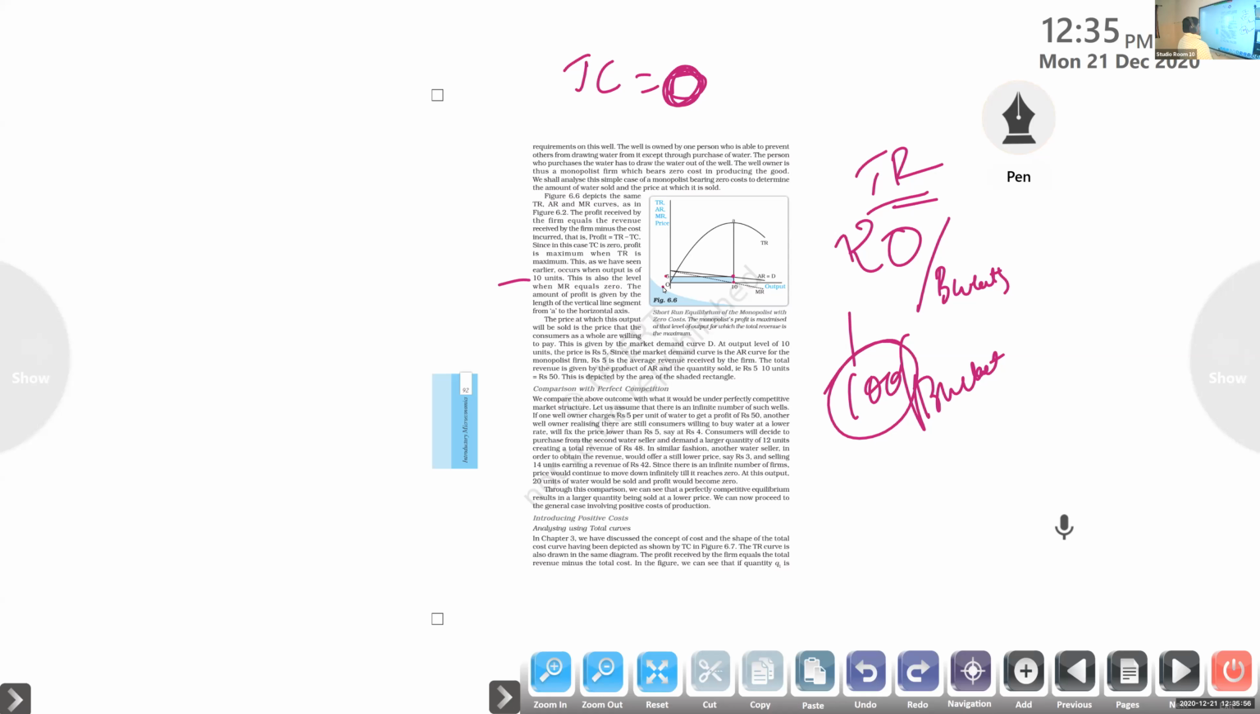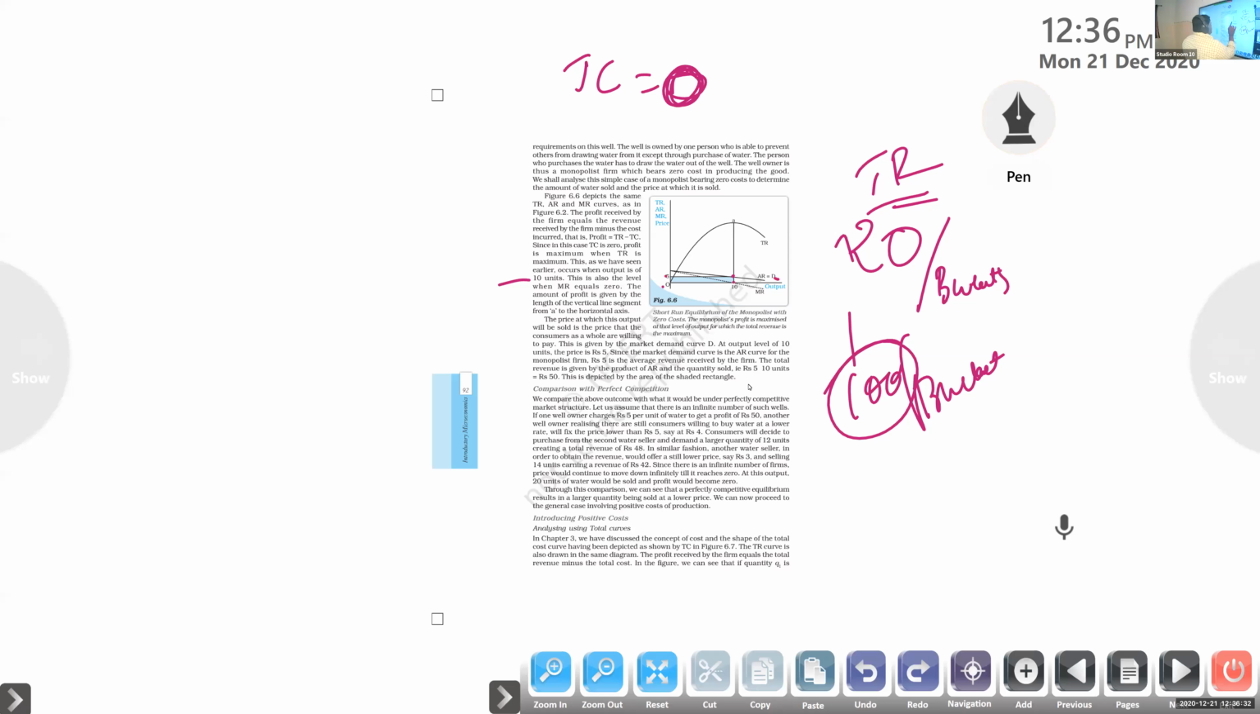The price at which this output will be sold is the price that the consumers as a whole are willing to pay. This is given by the market demand curve D. Already I told that, at an output level of 10 units, the price is rupees 5. Since the market demand curve is the AR curve for the monopolistic firm, rupees 5 is the average revenue received by the firm. The total revenue is given by the product of AR and the quantity sold, 5 times 10, rupees 50. This is depicted by the area of the shaded triangle.